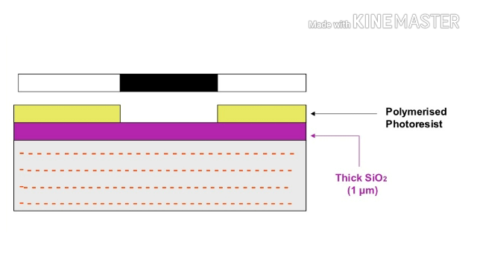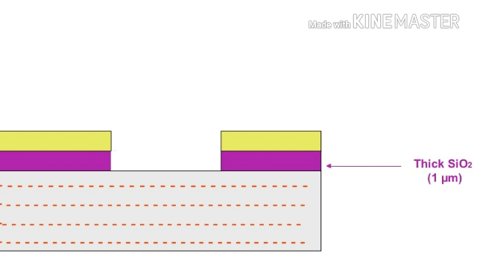In the next step, the sixth step, the developer will remove unpolymerized photoresist. It will cause no effect on the Si surface. In the seventh step, etching is done.